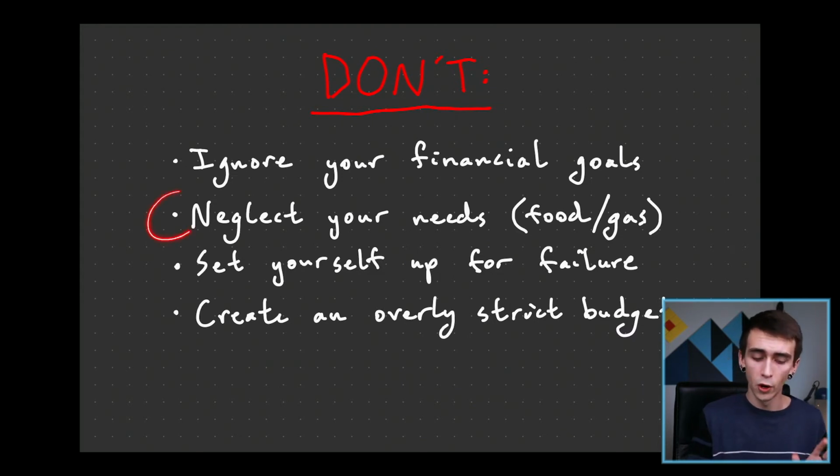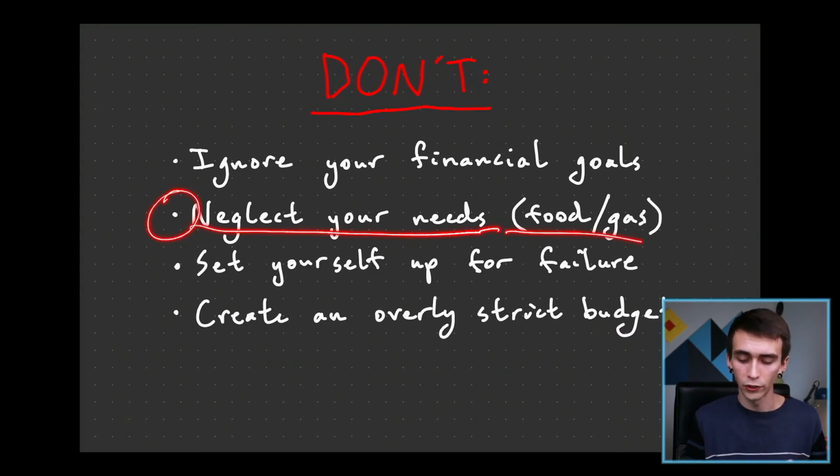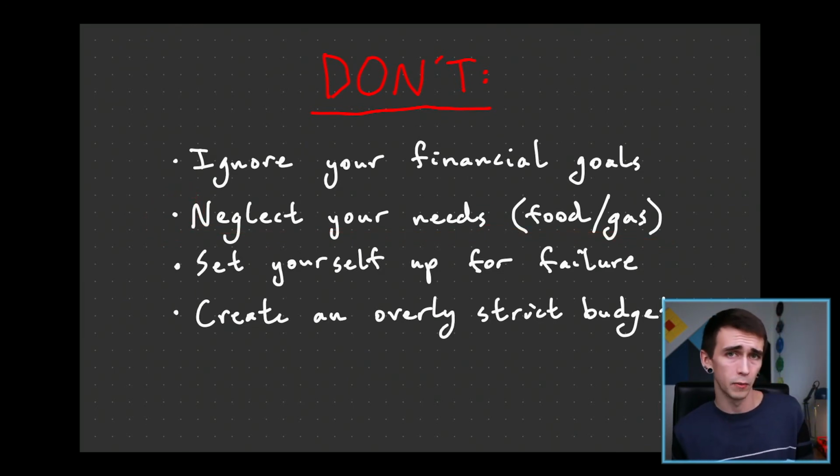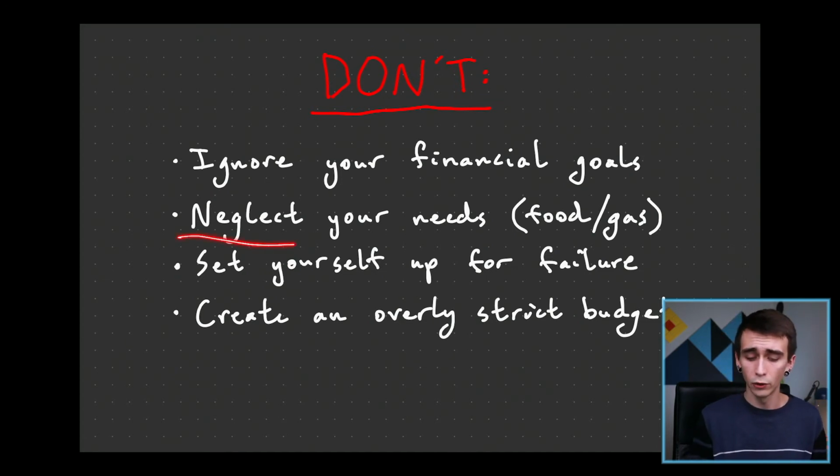The second thing that you don't want to do is neglect your needs. Just like I said with the food and gas, if you have a hobby that costs a certain amount every week, like maybe you go on hikes or you go fishing or you go biking, then those are kind of like your needs because that's part of your hobby and your lifestyle. So you should be budgeting for stuff like that.